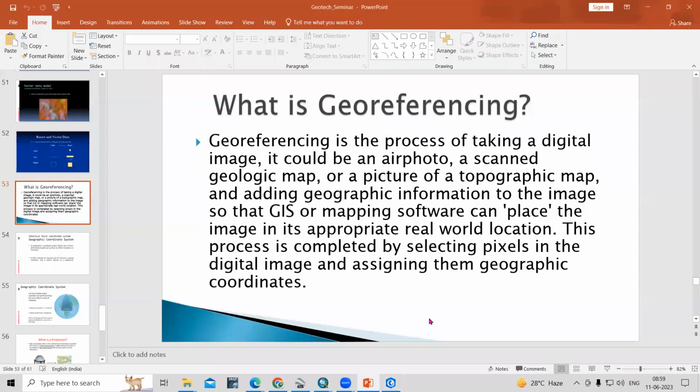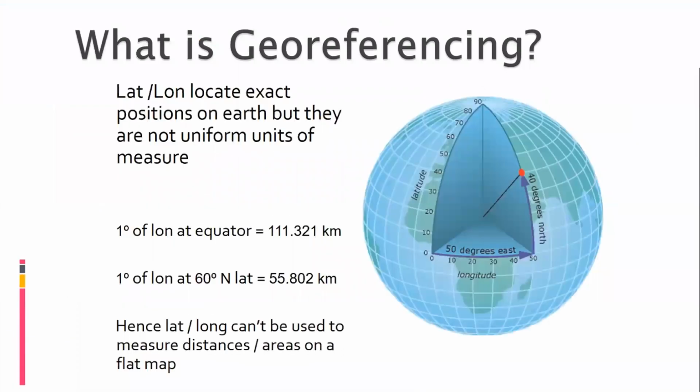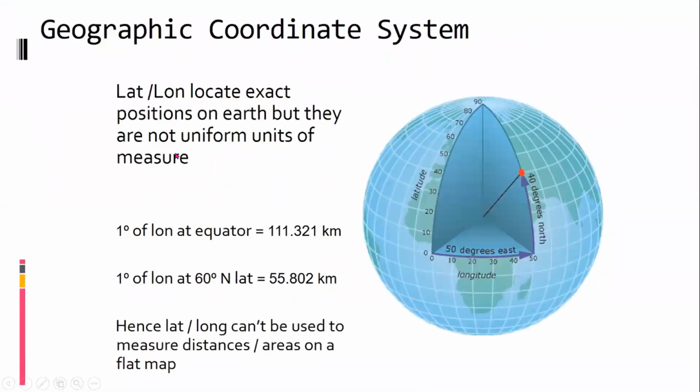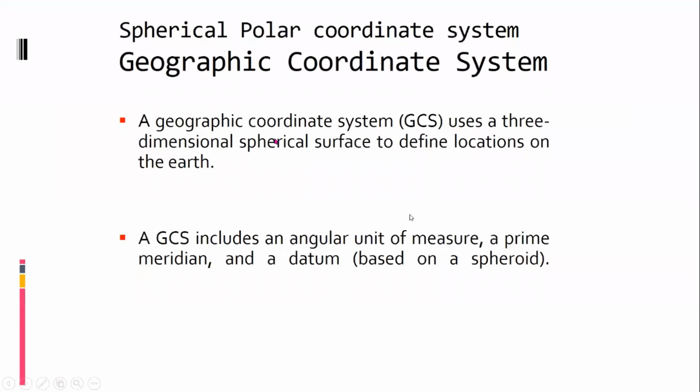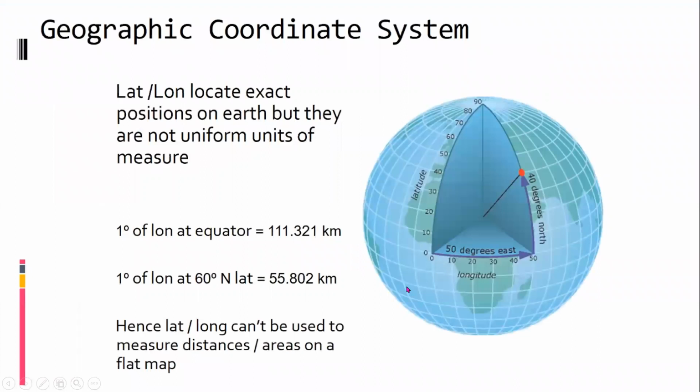So what is that actually? WGS is nothing but a geographical coordinate system, and it has latitude and longitude positions. A geographical coordinate system uses a 3-dimensional spherical surface to define locations on the Earth. A GCS includes an angular unit of measure, a prime meridian, and a datum. So what happens here in the datum? Lat long locate an exact position on the Earth, but they are not a unit of uniform measurement. If you see 1 degree at the equator, it covers 111.321 kilometers. But the same 1 degree at 19 degrees covers 55.802 kilometers.